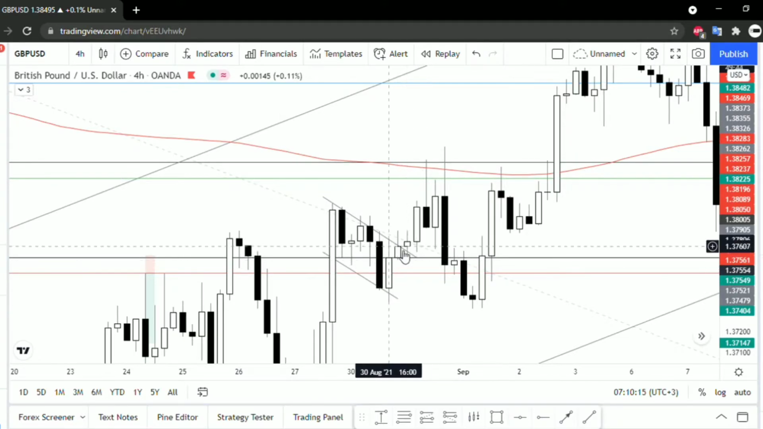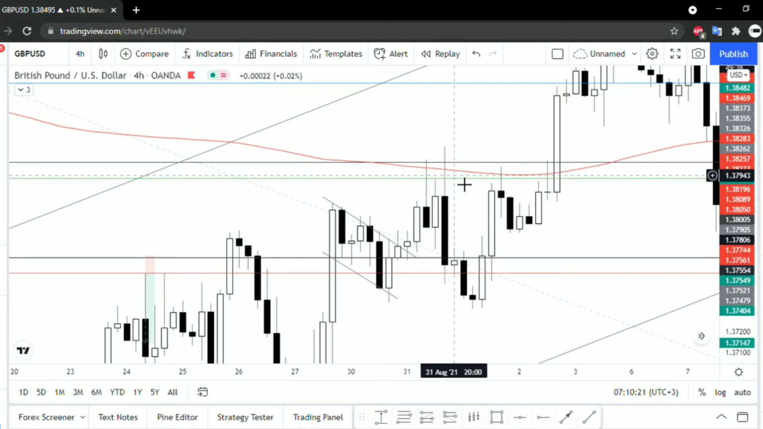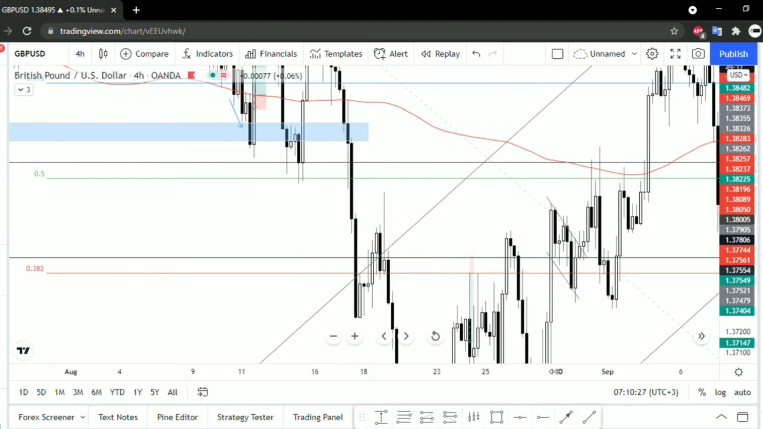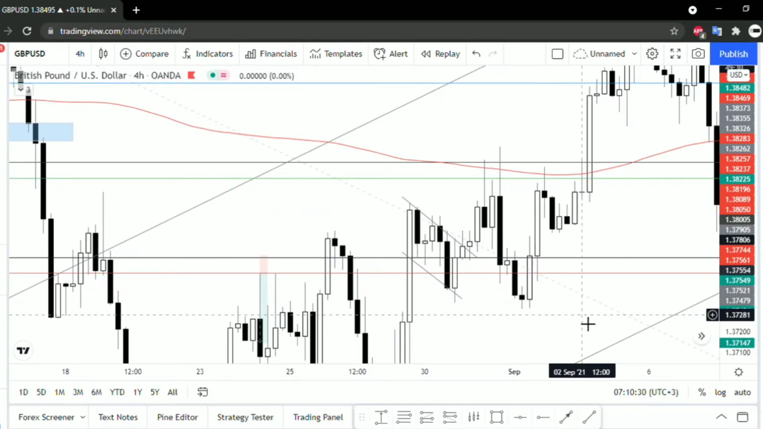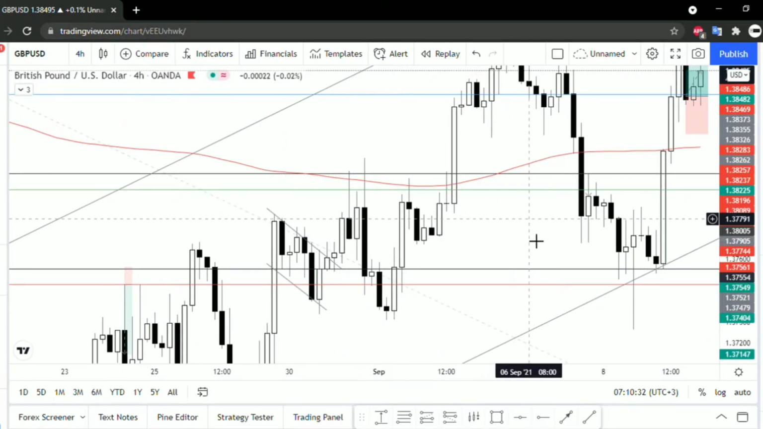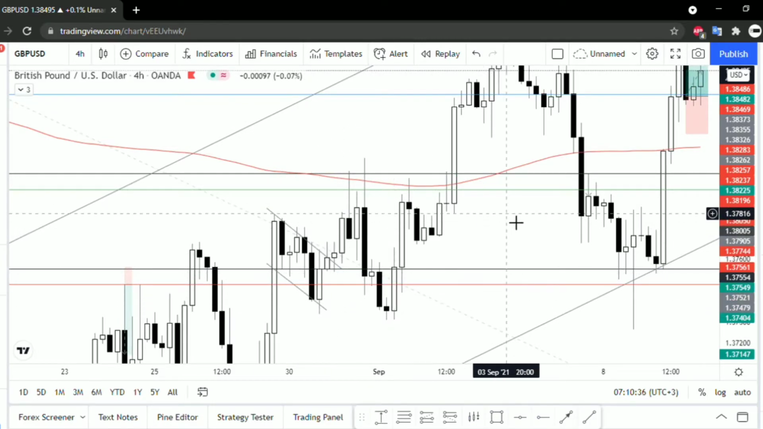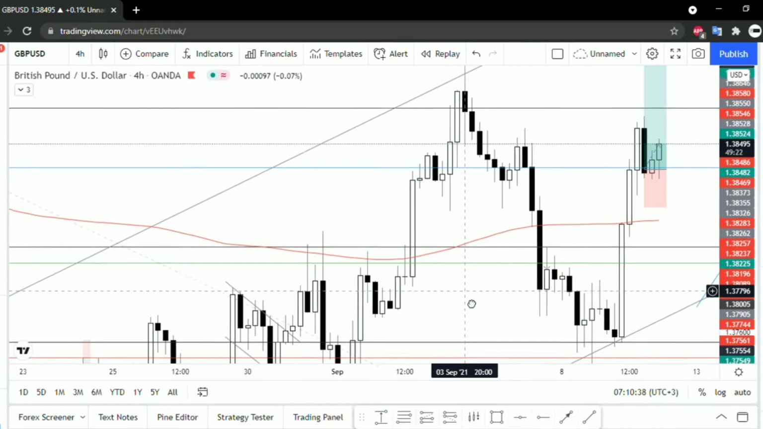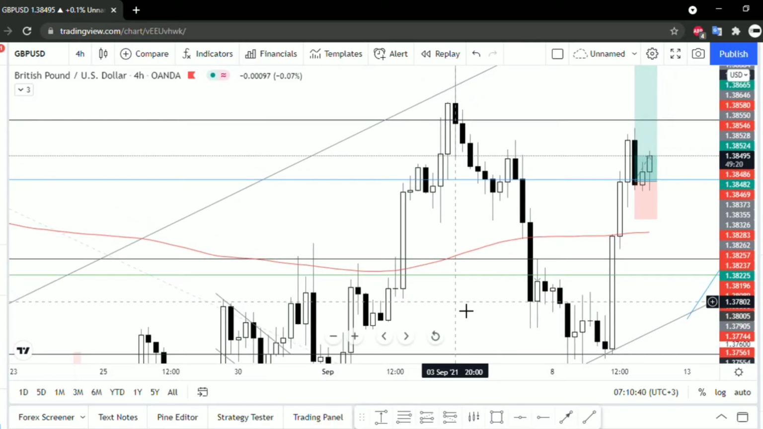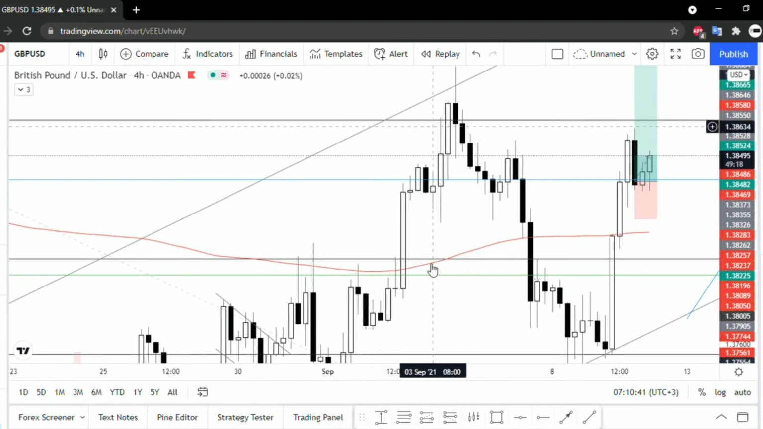Ideally, once it broke out of this particular descending channel, you would have taken a trade from here all the way to this particular level, which is level 0.5, if I'm not wrong. Yes, 0.5. As you can see, the currency pair moved around this area for quite a bit. It ranged here for say 1-2 days before it broke out of level 0.5, which I usually call the golden zone, between 0.5 and 0.618.